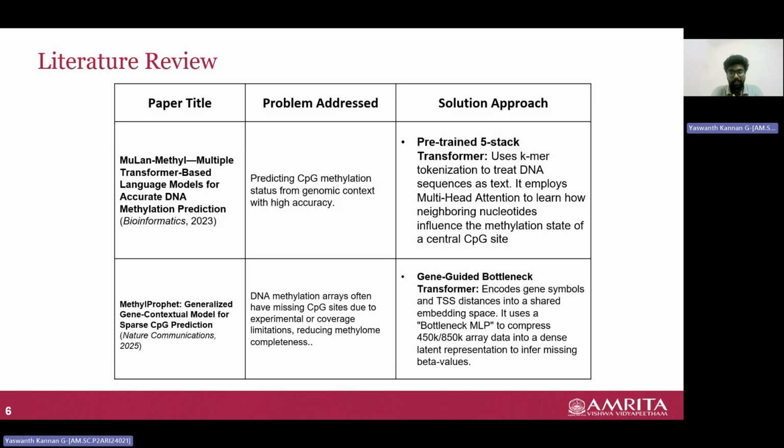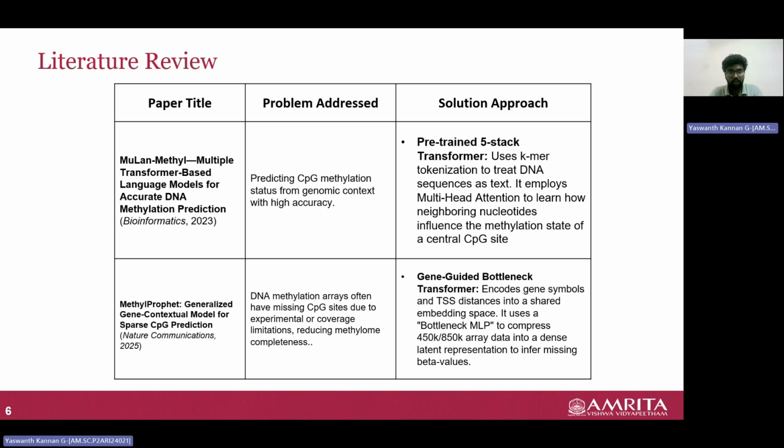This work focused on predicting the CpG methylation status using the genomic sequence context. It uses a transformer-based architecture with k-mer tokenization, treating the DNA as a language. The key strength of this model is its ability to learn local sequence patterns effectively. However, a limitation is that it focuses only on sequence-based prediction, and does not fully integrate genome-wide methylation interactions or classification tasks in order to predict the presence of cancer.